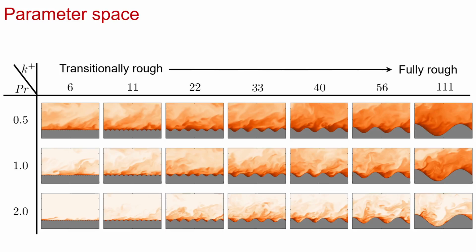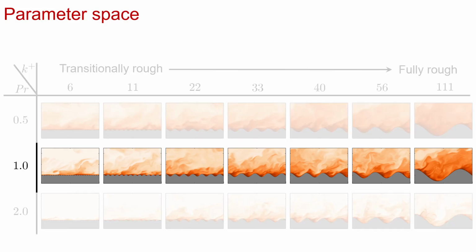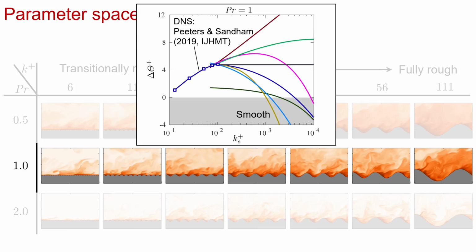And so enabled through our minimal channel approach, what this gives us is access now to high k plus data in the fully rough regime, but also higher Prandtl number data, which for a conventional DNS would be very difficult or impossible to simulate currently, owing to the very small scales that need to be resolved in these simulations. And to contextualize what we've gained, here I'll just isolate the Prandtl number 1 simulations we have, and go back to that delta theta plus plot for Prandtl number 1 I showed earlier.